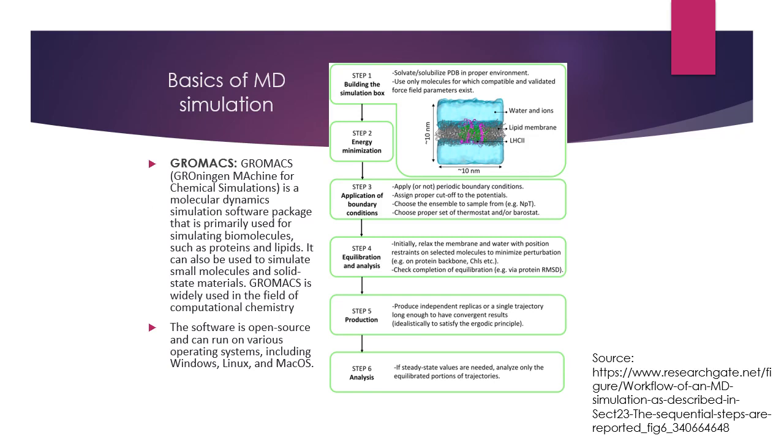Then this is the basics of MD simulation. So MD simulation includes, as you can see, step 1, building the simulation box. So again it starts with taking the PDB structures, then building a box, then doing energy minimization, then some boundary conditions, then equilibration, NPT, NVT. So these are the basic things that happen, and then we do the main production run. Then we do the analysis like RMSD, RMSF, hydrogen bond, etc.